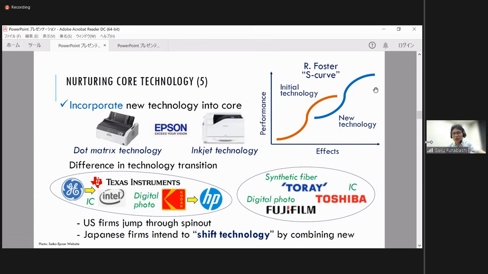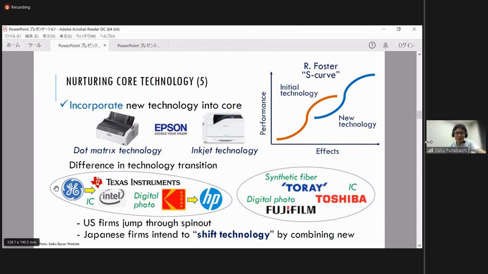And there is one framework. It is called Foster's S-curve. It is called an S-curve because it is similar to the product life cycle: one product has an introductory stage, growth stage, matured stage, and declining stage. There is no declining stage here, only three stages. Now, Foster said it's like the alphabet S, an S-curve.